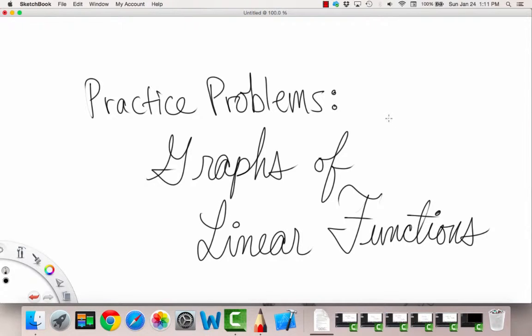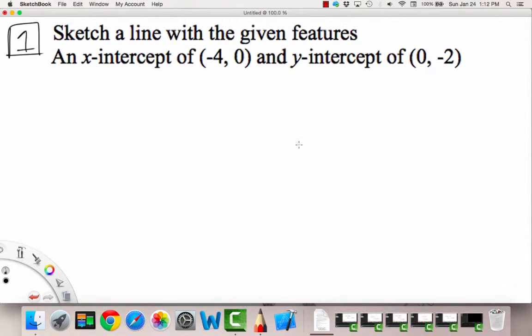Hello, and welcome to the practice problems video for graphs of linear functions. Alright, here's number 1. We're going to sketch a line with the given features, an x-intercept of (-4, 0) and a y-intercept of (0, -2). The easiest way we could do this is simply by graphing those 2 points and drawing a line between them.